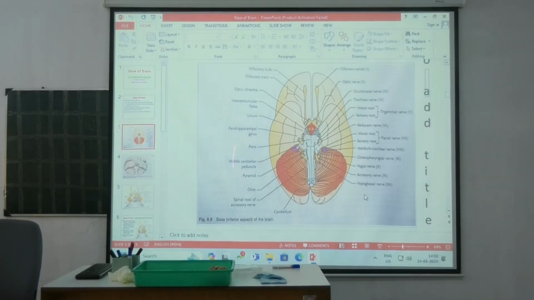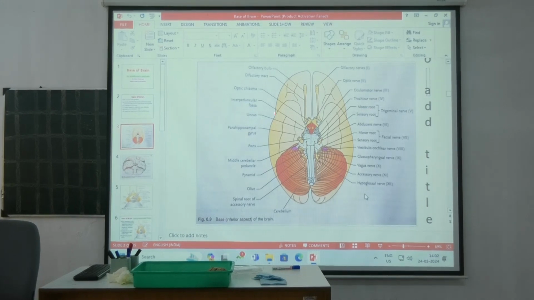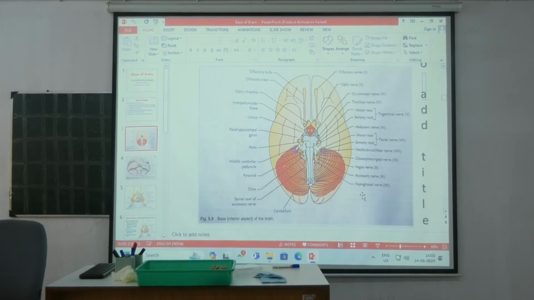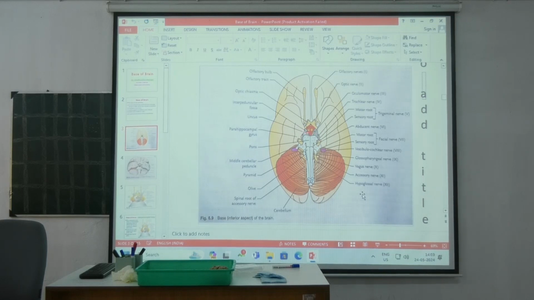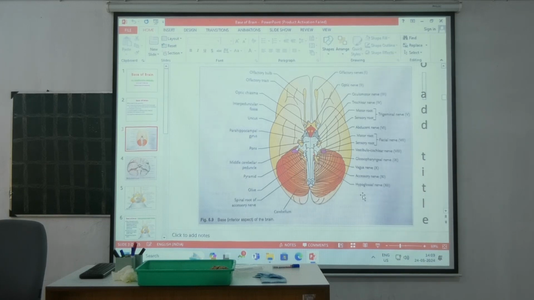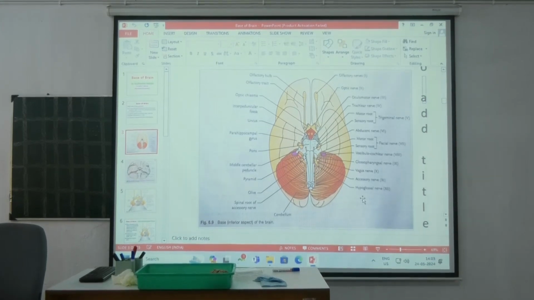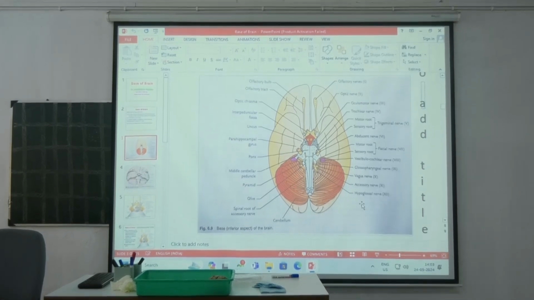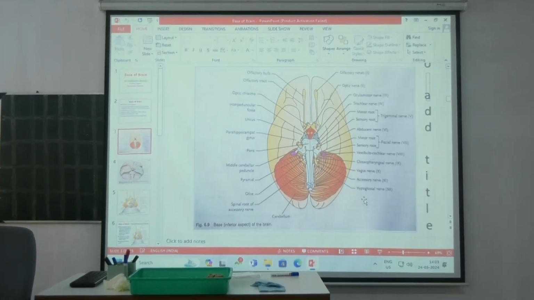See here, this is the inferior surface of the brain. This part is the cerebrum. Here is the cerebellum, and these two are the crus cerebri. This part is the pons. Here is the medulla. These elevations, just lateral to the midline, are known as the pyramids. And lateral to the pyramid, there are two elevations known as olives. Cranial roots of the cranial nerves are coming out from this junction.